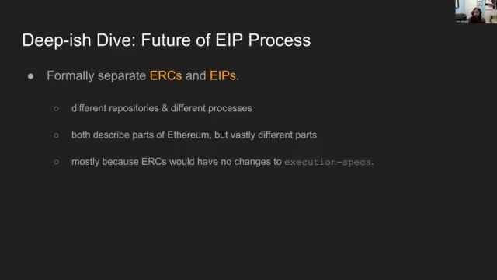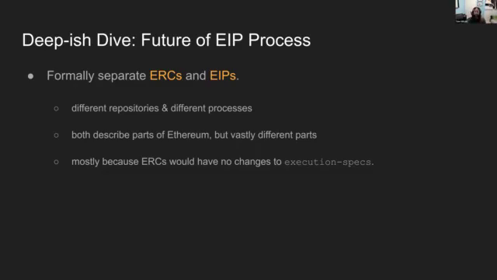So the first thing I'd like to do is formally separate ERCs and EIPs. ERCs are recommendations on how Ethereum is going to be used. So ERC20, like token specifications, 721, NFTs. Those are all changes or recommendations built on top of the protocol. So they affect the EVM, Solidity, whereas core EIPs are changes that need to be done in the clients.